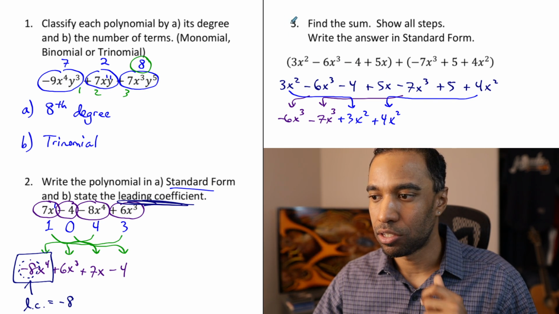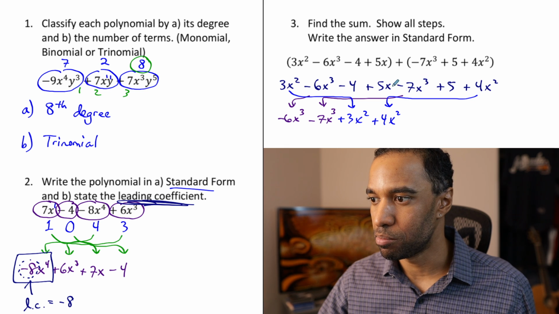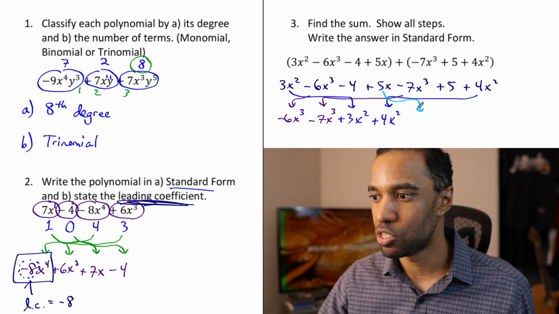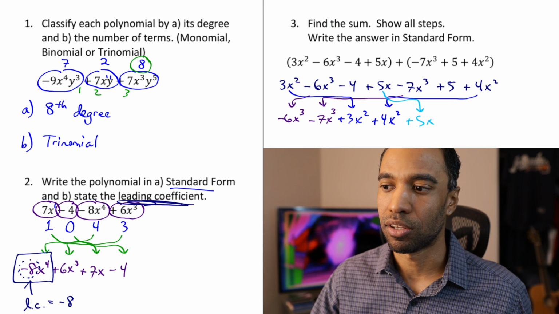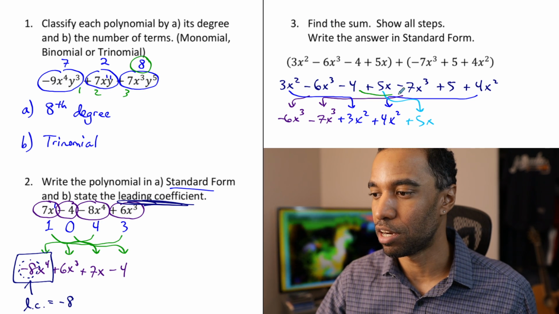And then let's change colors. I'm going to go ahead and find the linear terms. Here's one, a 5x. Is there another linear term, plus 5x? I don't see one. And lastly, I see two constants, a negative 4.